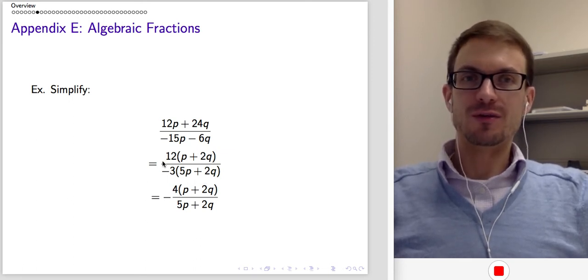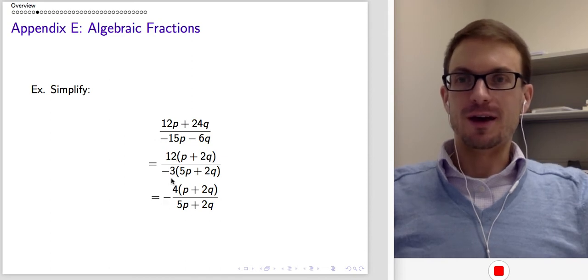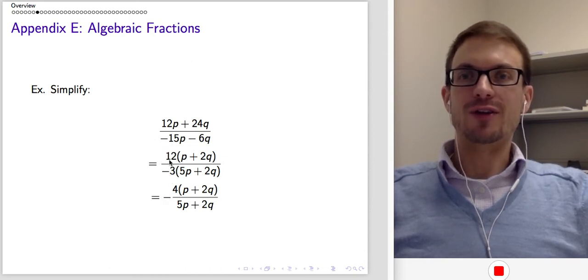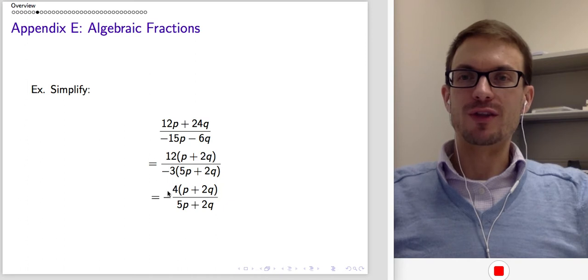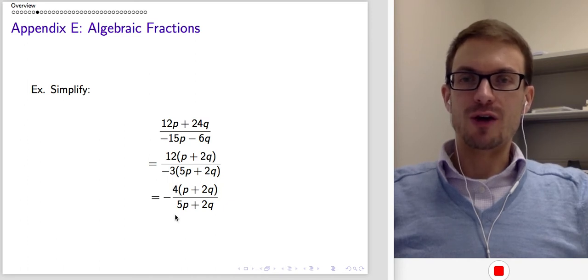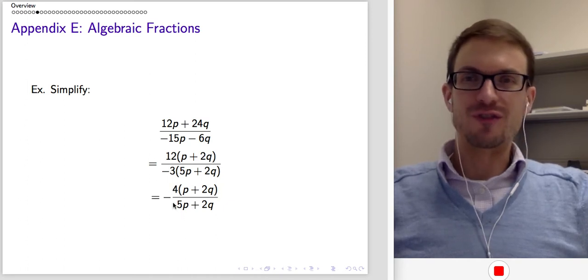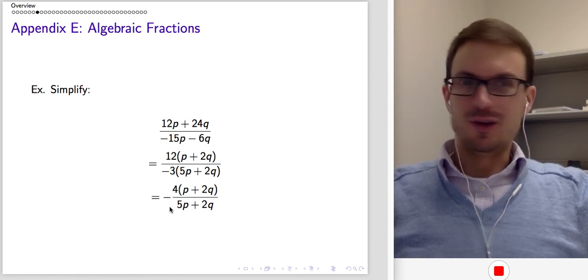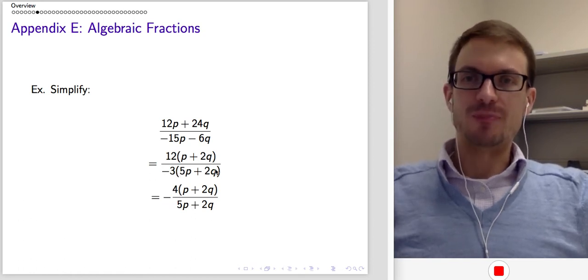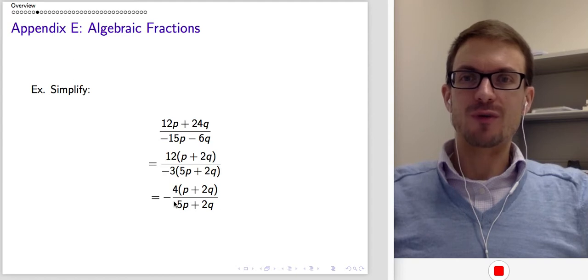Can we cancel anything? Well, sure, we can cancel a 3 out of the numerator and the denominator. We're left with a 4 in the numerator. Initially, this looks a little weird because you see a 5 down here. Where'd that come from? It's not that we factored out a 5, it's just that we dropped these parentheses. So now we just have whatever was that expression.